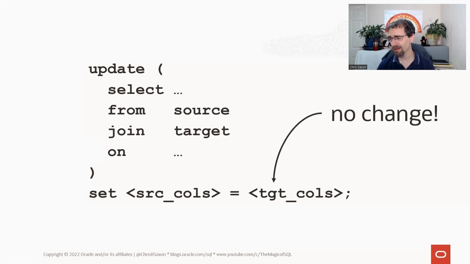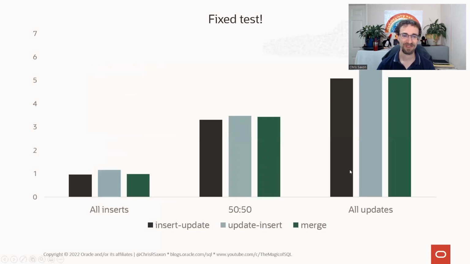Anyway, having sorted all those out so they actually did the same stuff, I ended up with something like this. And we can see that no matter what we do, all three of the processes, whether we use update then insert, insert then update, or merge, they all come out, broadly speaking, with similar performance.